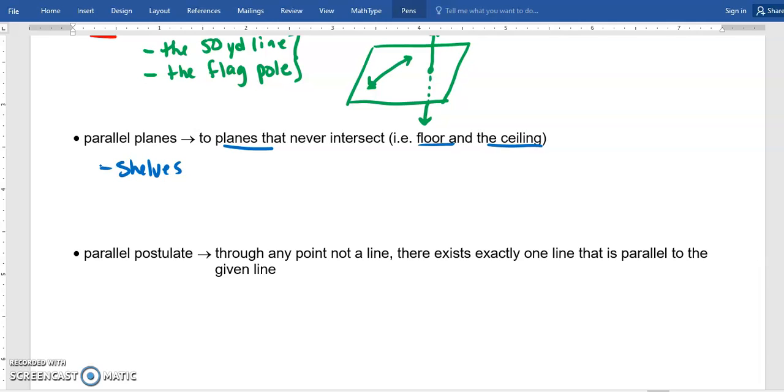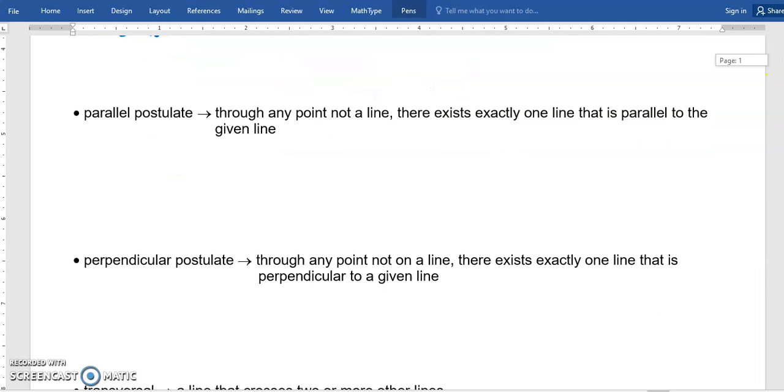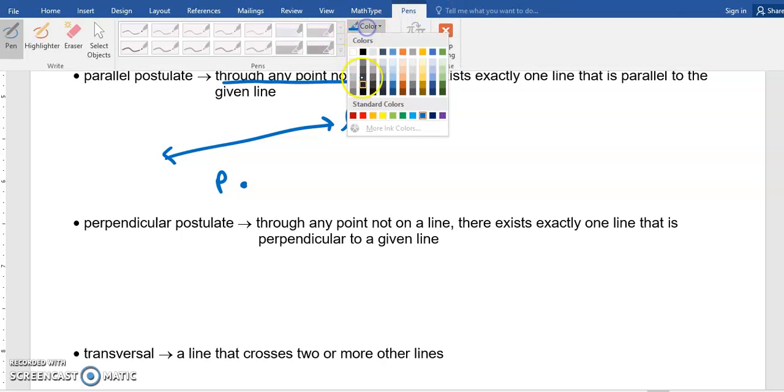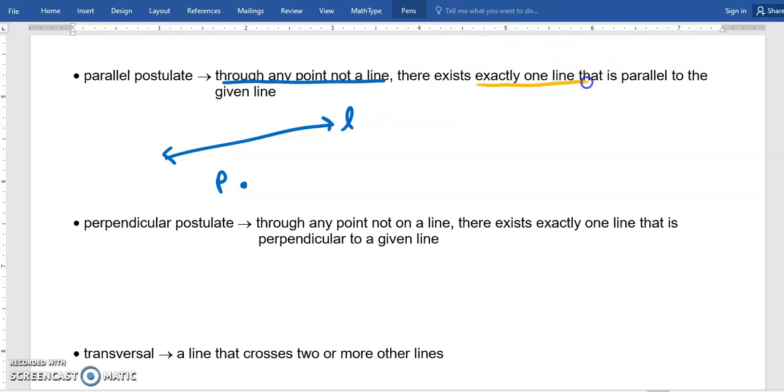Now, the parallel postulate says through any given point not on a line, let's stop right there and talk about that. So we've got a line and I've got a point not on that line. There is only one line that goes through point P that is parallel to line L. So there is exactly one line parallel to that line through this point. The only thing I can do would be that.